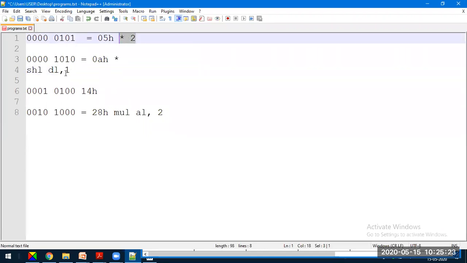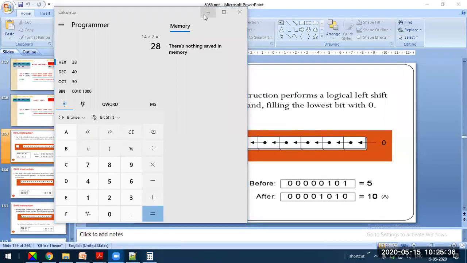Okay, so shift operations, shift left and shift right, can replace multiplication and division operations, and it is faster because shift operation takes fewer machine cycles. So that's a basic application of what is known as shift operations.